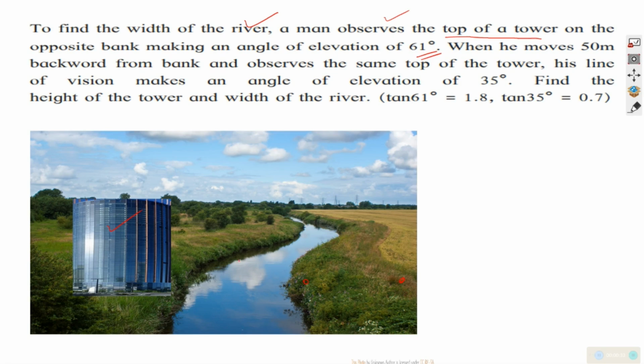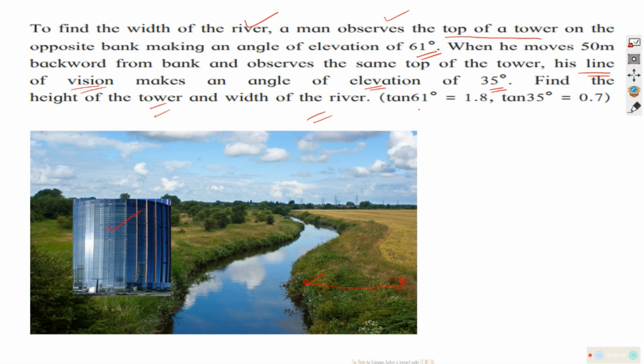When he moves 50 meter back, that means first he was standing here, he moved 50 meter back. Another angle of observation must have been made. Backward from the bank, he observed the same top of the tower. His line of vision, see the line of vision, makes an angle of elevation of 35 degree. Find the height of the tower and width of the river.